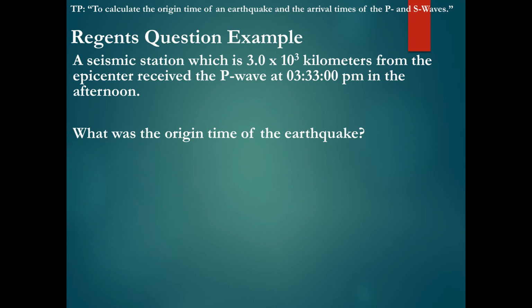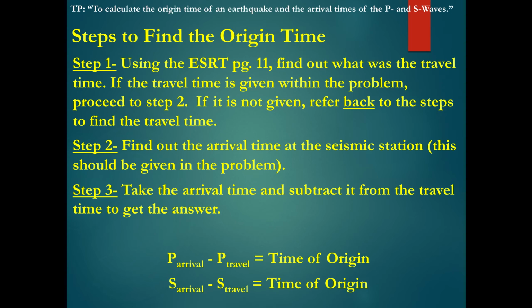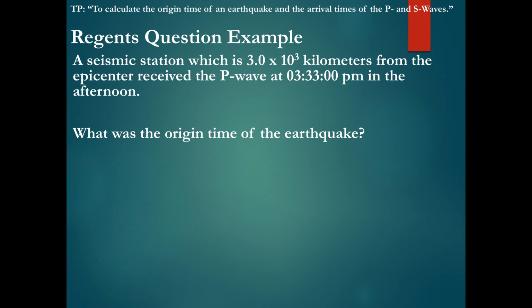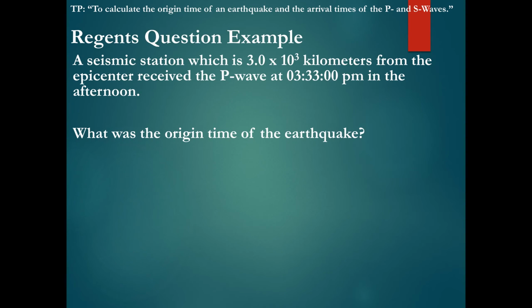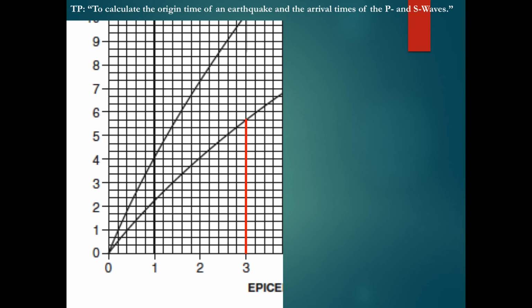Now, going back to the steps, step 1, using the ESRT, page 11, find out what the travel time was. If the travel time is given in the problem, go to step 2. We don't have the travel time, so we refer back to the steps to find it. They give us the epicenter distance, so we can get the travel time. The epicenter distance is 3 times 10 to the third, which is 3,000. We're concerned with the P wave because that's what's in the problem. Bring that across, and the travel time is 5 minutes and 40 seconds.